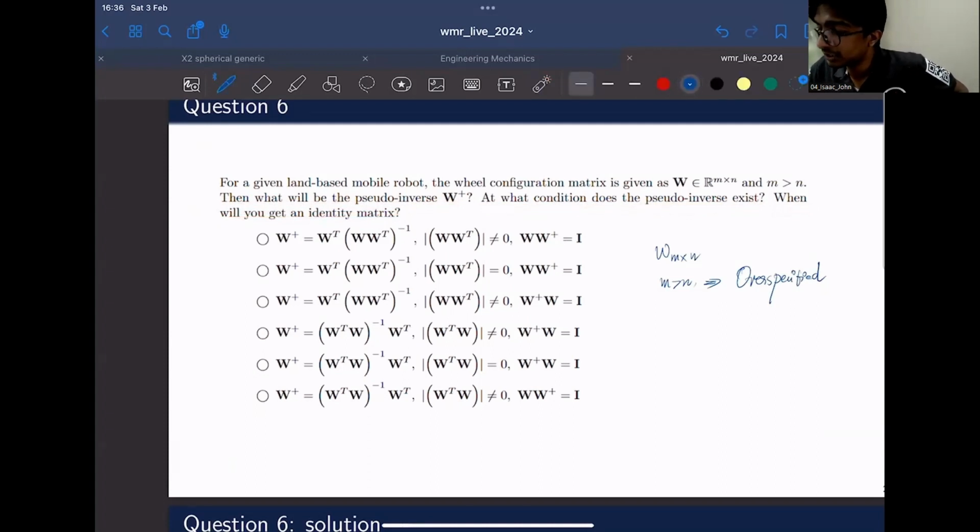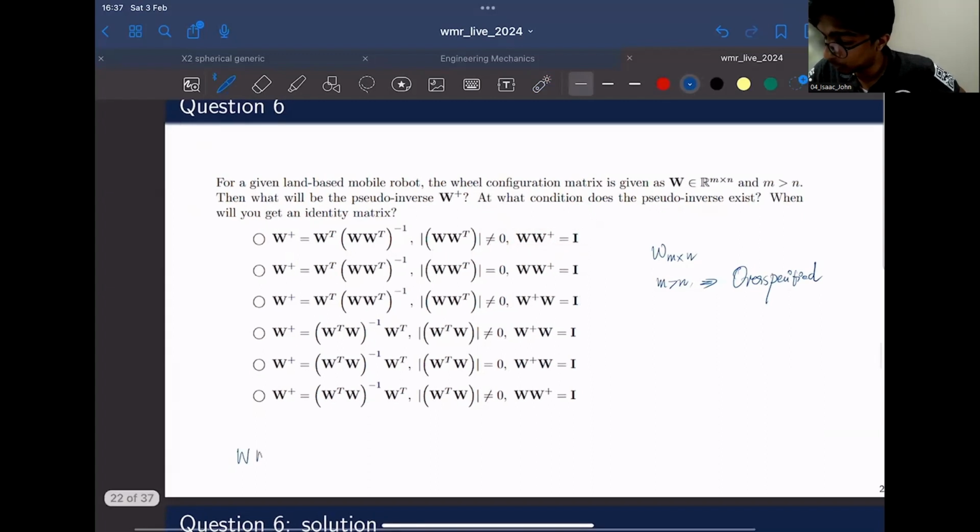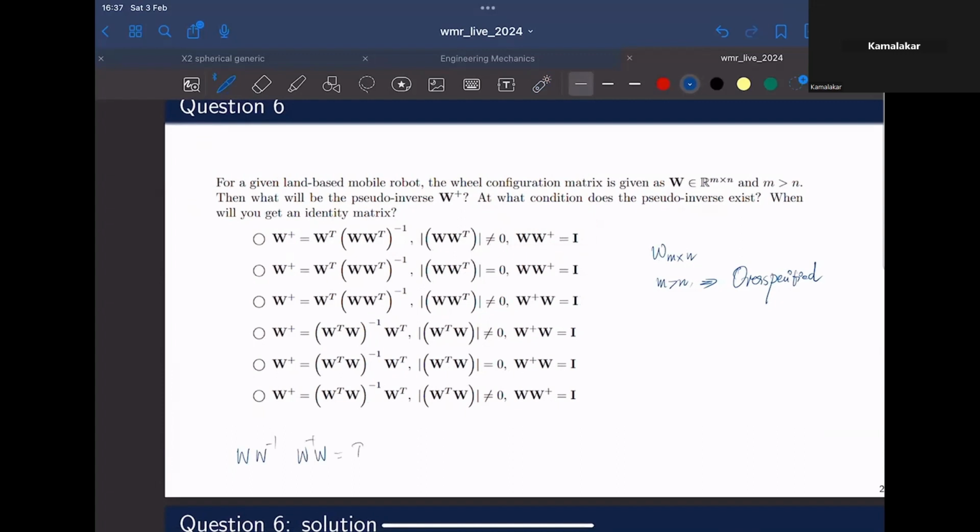So each of the questions basically consists of an expression for a pseudo inverse, and it also asks for the condition at which the pseudo inverse exists, and when you will get an identity matrix. If W was a square matrix, W inverse W or W W inverse, both will give you an identity matrix.